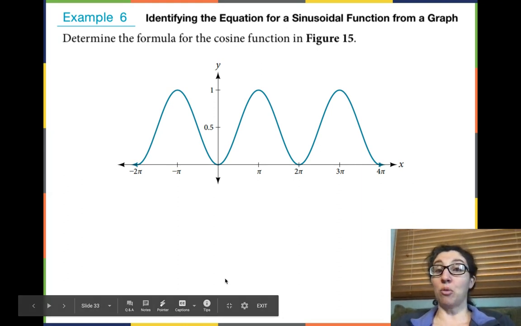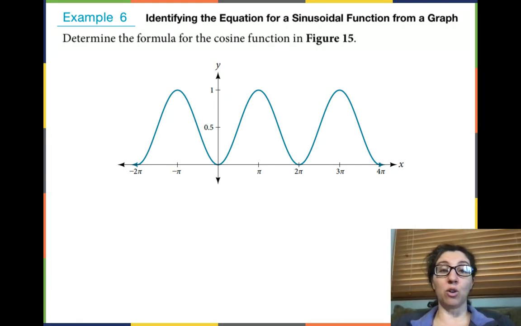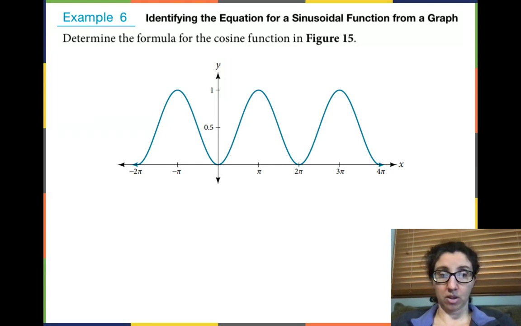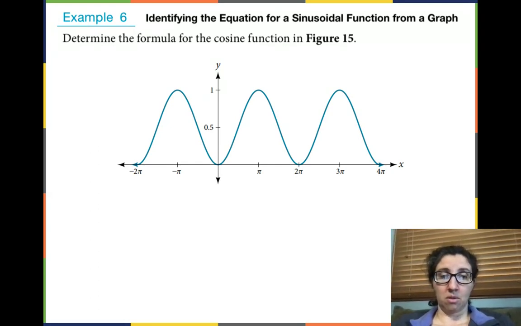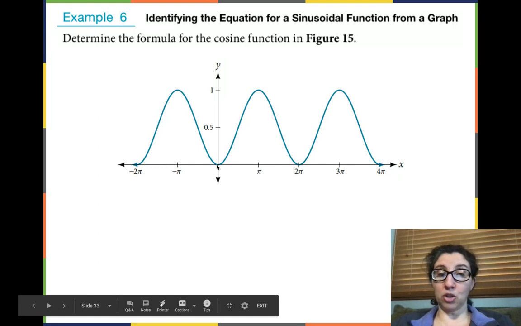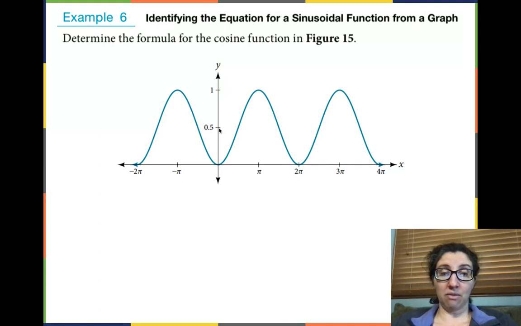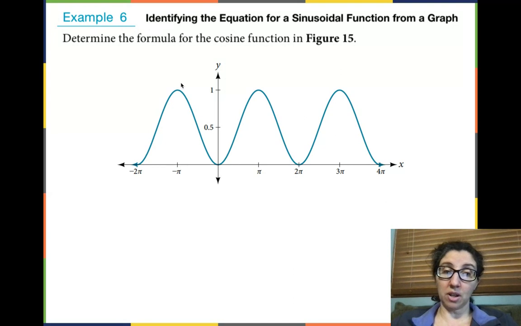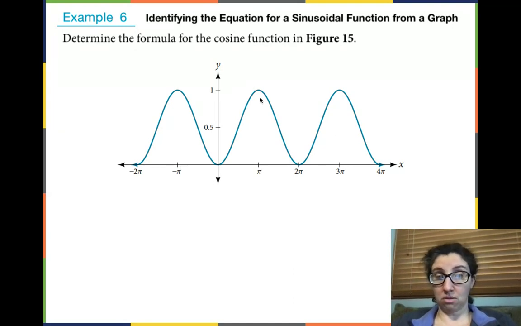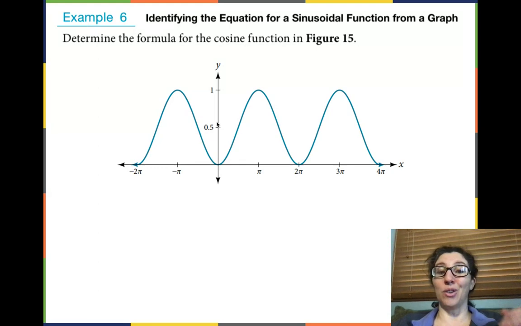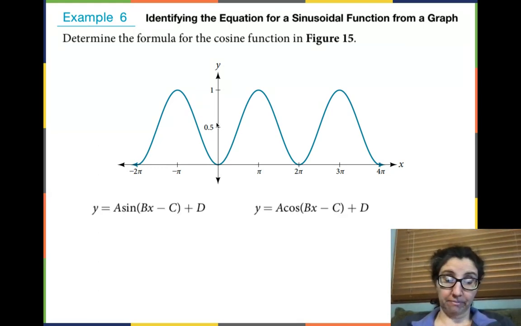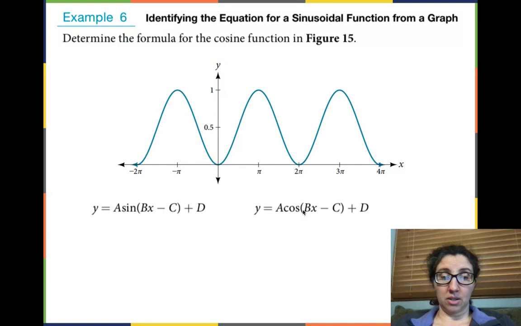All right, here we have a graph, and we want to determine a formula for the cosine function. Well, let's just make some observations. It looks like the period is 2 pi. Amplitude is 1/2. We could do this a few ways, right? We could do this as a horizontal shift by pi in either direction, or we could do this as a vertical reflection. So either of these could work.